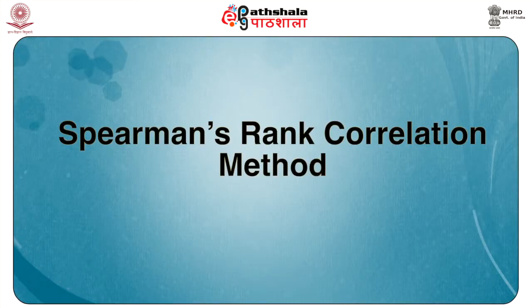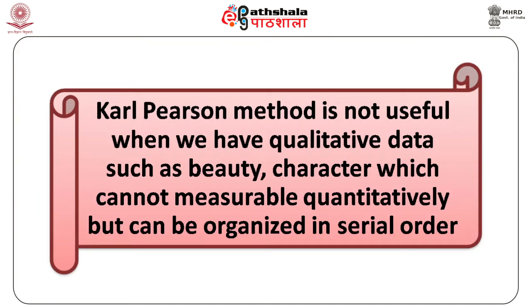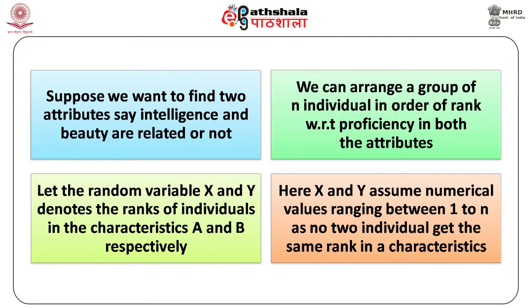Next is Spearman's rank correlation method. The Karl-Pearson method is not useful when we have qualitative data such as beauty, character, etc., which cannot be measured quantitatively but can be organized in serial order. Suppose we want to find whether two attributes, say intelligence and beauty, are related or not. We can arrange a group of n individuals in order of rank with respect to proficiency in both the attributes.